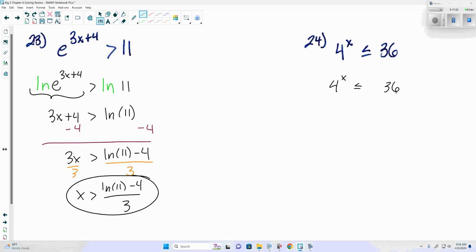So our number to an exponent is already by itself, yes? So what do we apply to both sides? Log base 4, because log base 4 of 4 to the x is x.